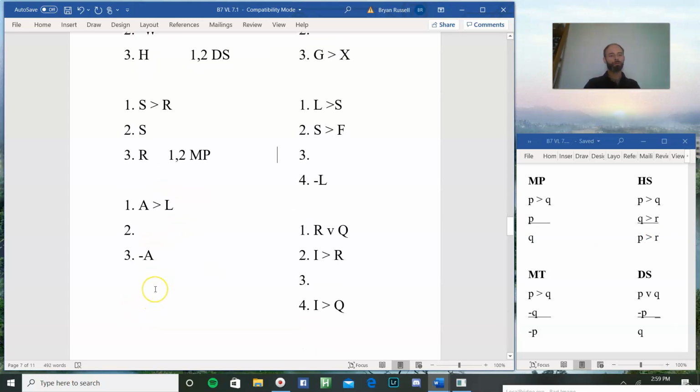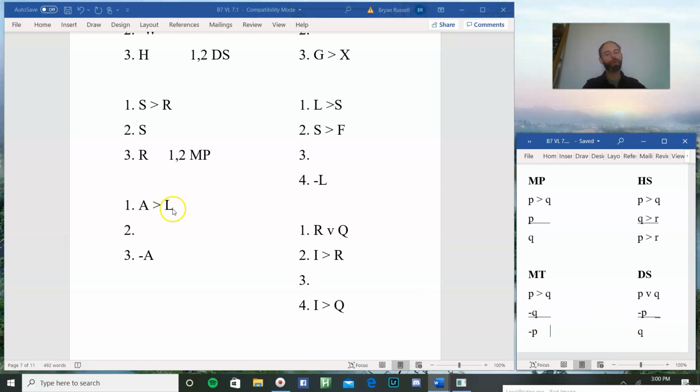Now let's try this one down here. So if we know if A, then L, and if what we're trying to get is tilde A, then what did we need on line 2 to get there? So what rule allows us, given a horseshoe as the main operator, to derive the negation of the antecedent? And the rule that we would come to is MT. MT tells us if we have a horseshoe as the main operator, and if on another line we have the negation of the consequent, we can get the negation of the antecedent.